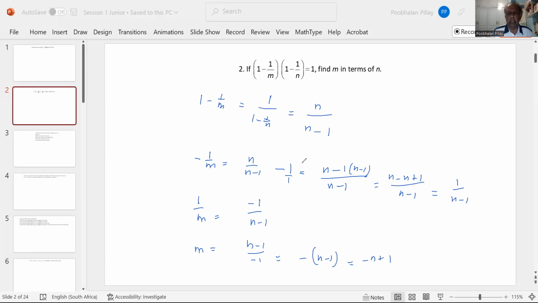Okay. There are other ways of doing it. You can expand this and try to do it, and you probably will get the same answer, but we don't have time for that. You can try to expand this whole thing, get rid of the fractions, and try to solve n in terms of m, or m in terms of n. Okay, so let's just get on to the next problem.